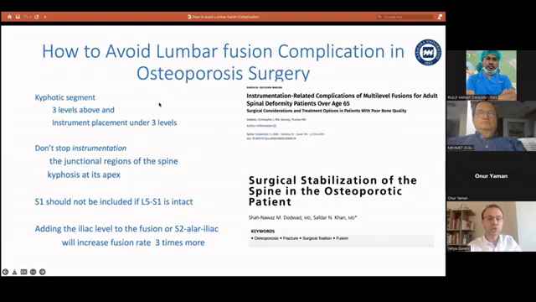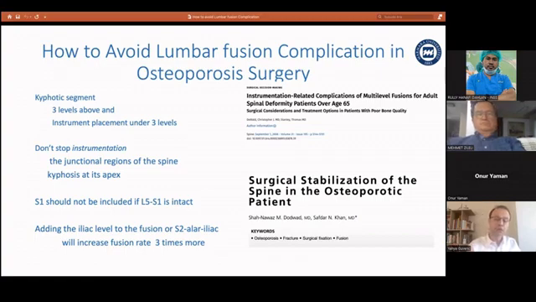And another issue is how to avoid lumbar fusion complications in osteoporosis surgery. For example, we avoid using instrumentation in osteoporosis patients. If osteoporotic patients come to us, we try to use minimally invasive techniques, for example, kyphoplasty or vertebroplasty. But sometimes these patients come to us with a neurological deficit, so we must use instrumentation. We use it very rarely in osteoporotic patients because it has very high complications.